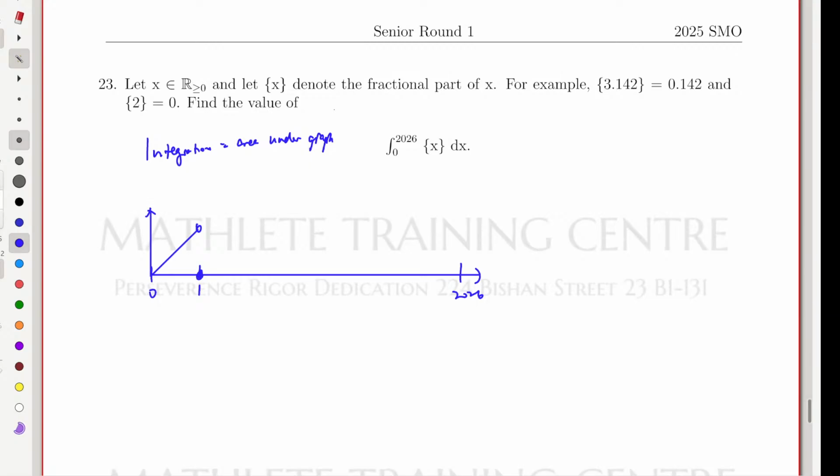So the y coordinate is actually never higher than 1, right? Because it's a fractional part. So it drops down at 1, continues the process, drops down at 2, and so on. So what's the area underneath the graph? This is half times 1 times 1. This is half times 1 times 1. This is half times 1 times 1, and so on. The answer is half times 2026, which is 1013.